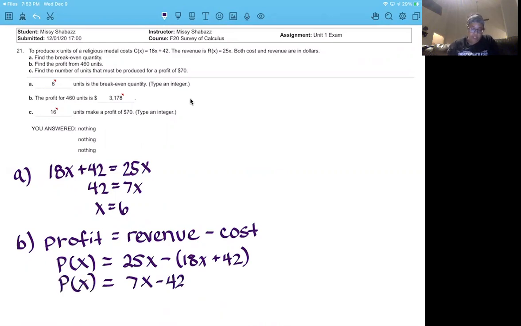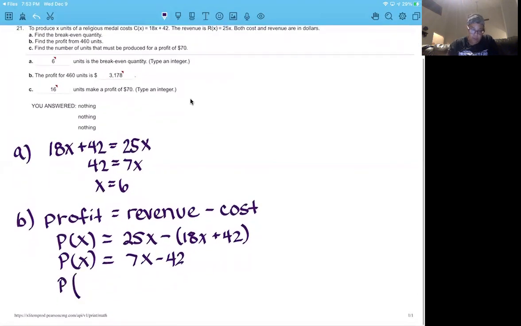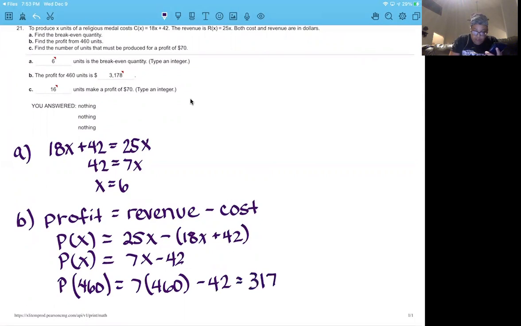And they want us to find the profit from 460 units, so we want P of 460. So 7 times 460 minus 42. 7 times 460 is 3,220, minus 42 gives me 3,178.